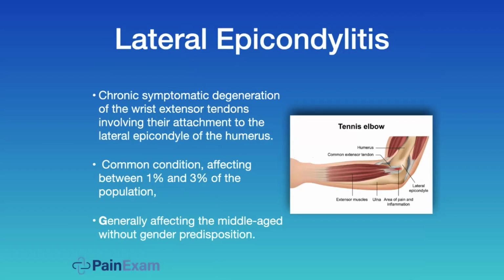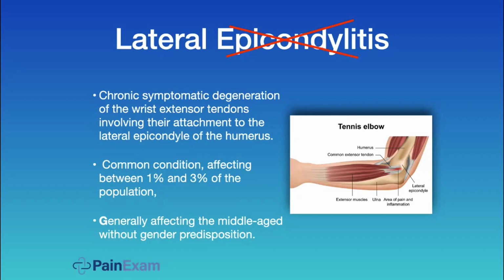Lateral epicondylitis is also known as tennis elbow. It's chronic symptomatic degeneration of the wrist extensor tendons involving their attachment to the lateral epicondyle of the humerus. It is called epicondylitis, but it's actually a tendinosis. It should not be called epicondylitis. It's a tendinopathy. The condition affects between 1% and 3% of the population, generally affects the middle aged without gender predisposition.